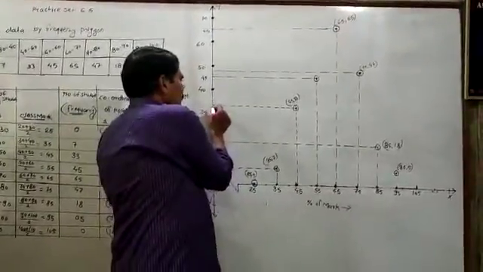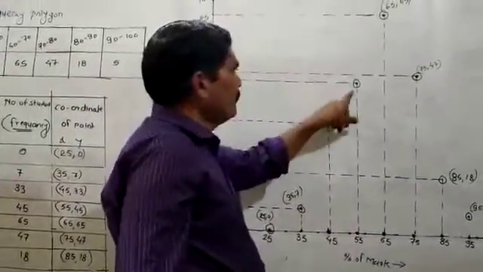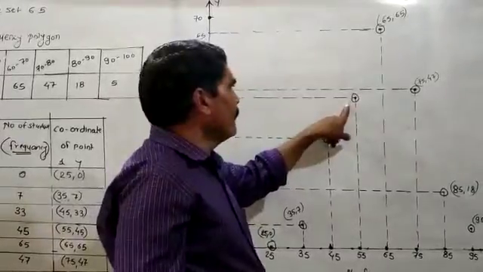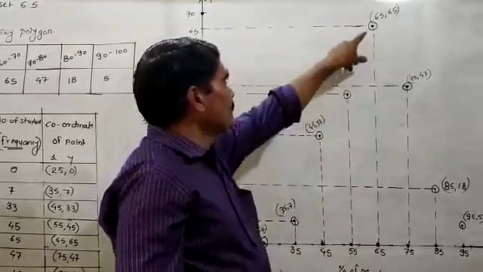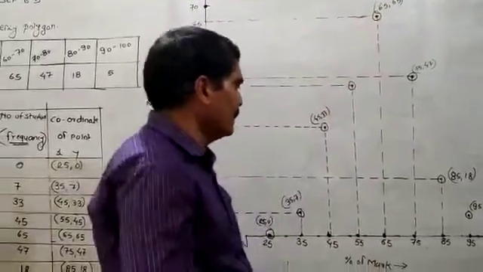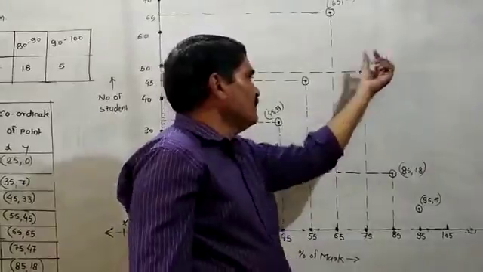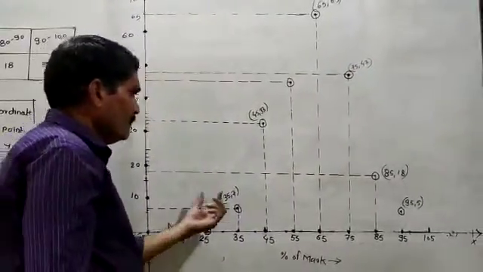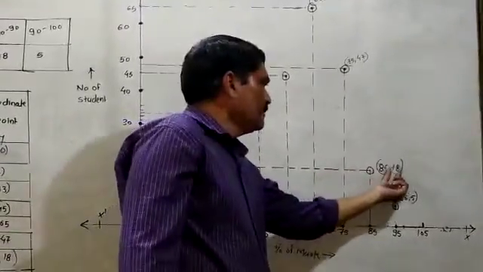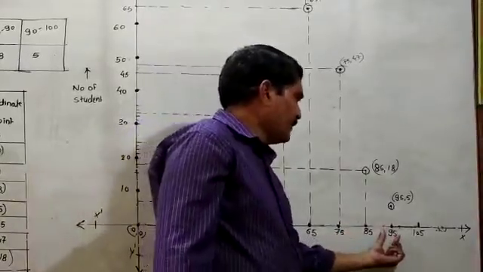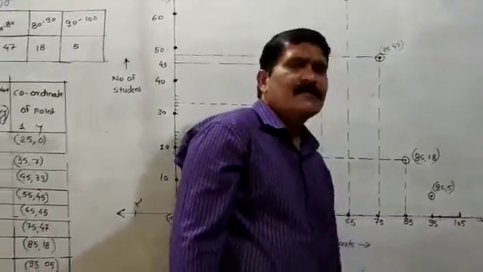So I draw like this. This is the third line. Then the next point is 55, 45. You have to plot the points properly. Then the next point is 65. If the percent of the mark is 65%, how many students are there? 65 students. Then 75%, how many students? 47 students. Then 85%: 18 students. 95%: 5 students. And 105% means 0 students.